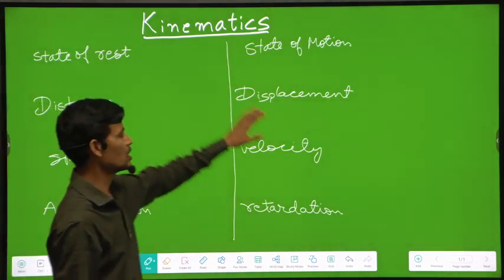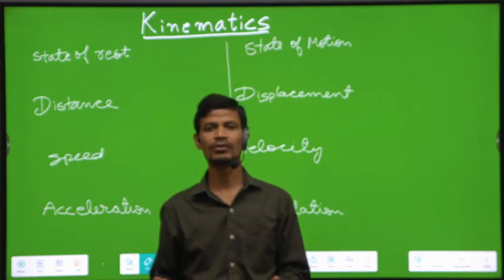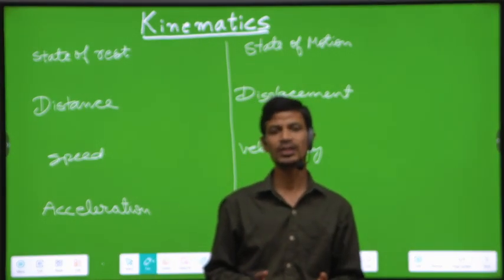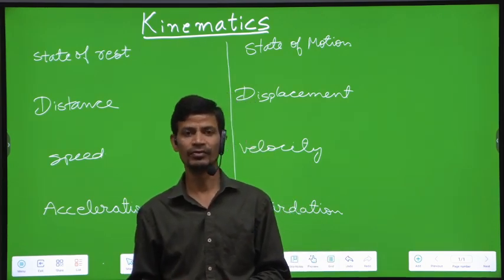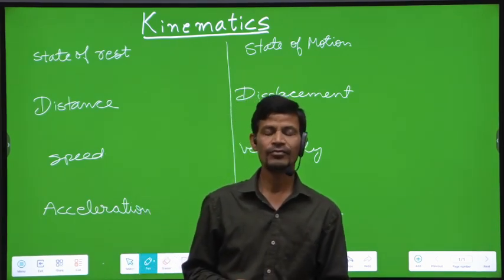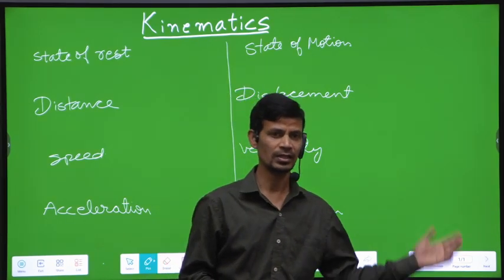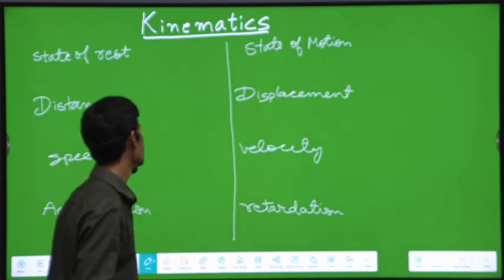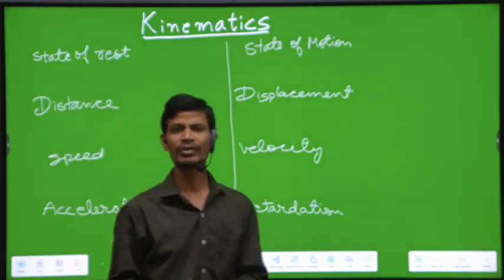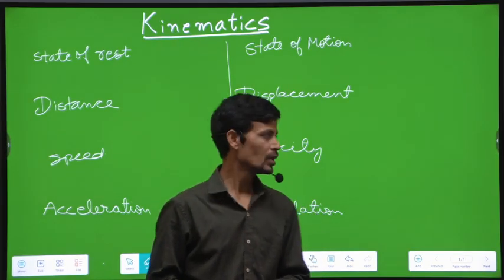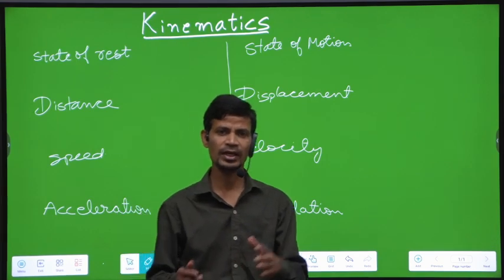State of rest, state of motion. A body is said to be in the state of rest if it is not changing its position with respect to a reference point. We have already discussed the reference point. And if it is changing its position with respect to a reference point, then it is said to be in the state of motion. Distance is the length of the path traveled by the body, and displacement is the straight line separation between its initial and final position.